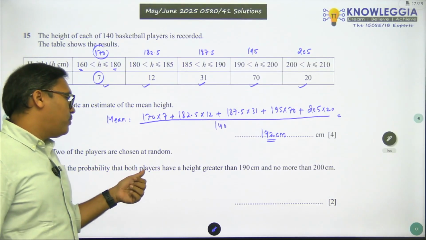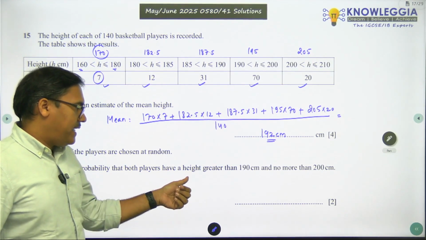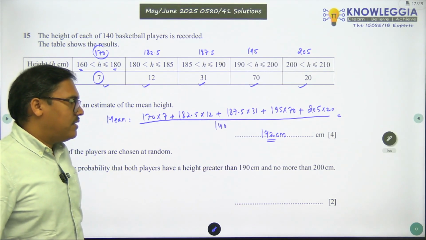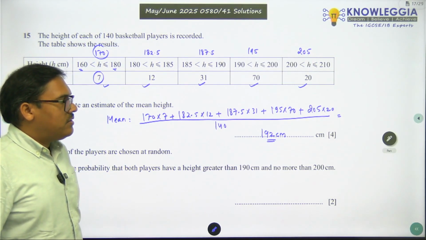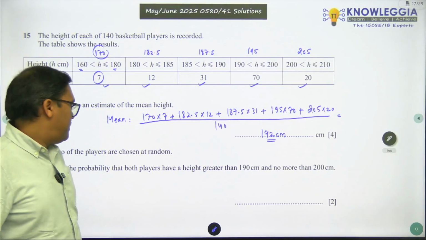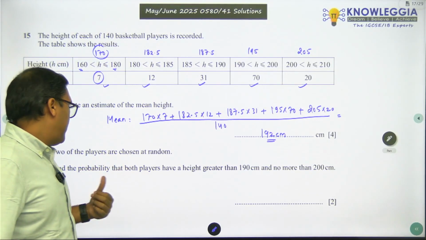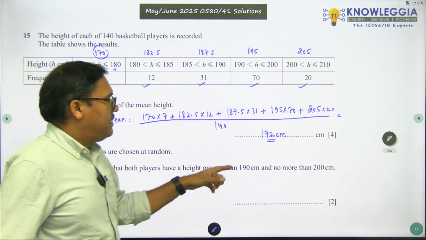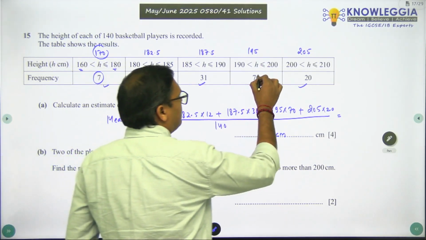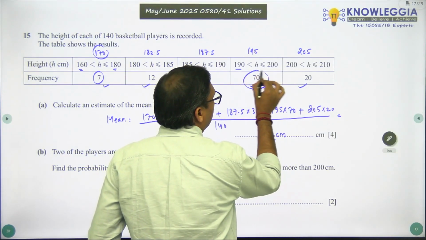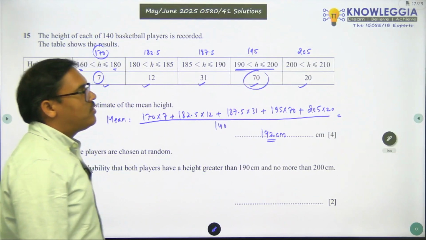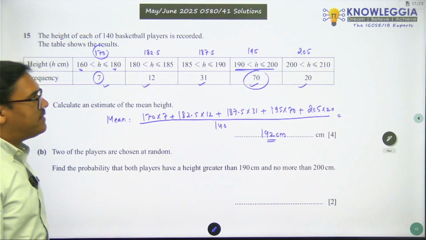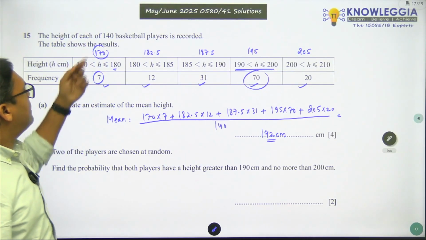Find the probability that both players have a height greater than 197 and no more than 200 centimeters. So two players are chosen at random. Find the probability that both players have a height greater than 190. That means the player should be in this range, 190 to 200. So how many players are there? 70 players out of 140.